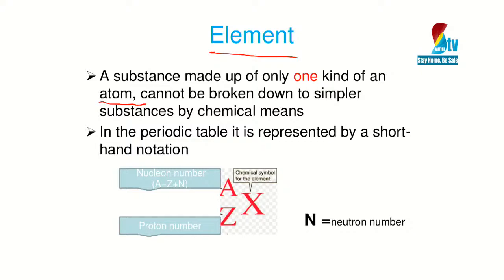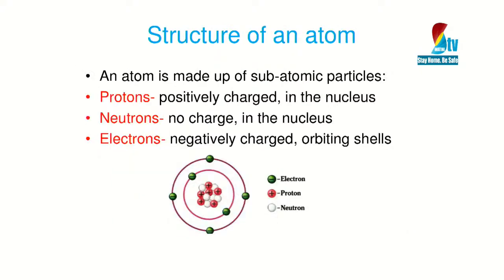In the periodic table, then, you will find these elements represented by a shorthand notation, whereby this X, let's take for instance lithium, will be Li, and then you'll have the smaller value, which we refer to as the proton number. You'll also have the larger value, which we refer to as the nucleon number, and you may see in the brackets there that it says this comprises Z as well as N, where N is our neutron number, dear learner.